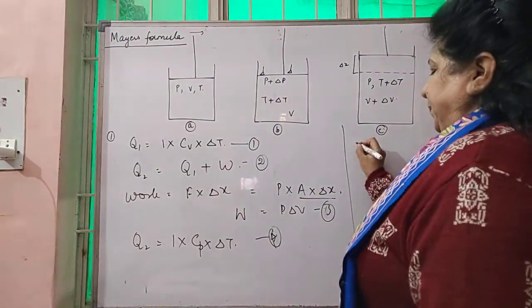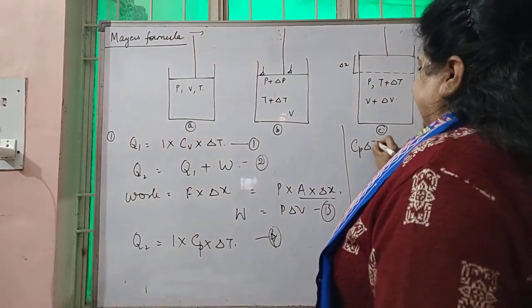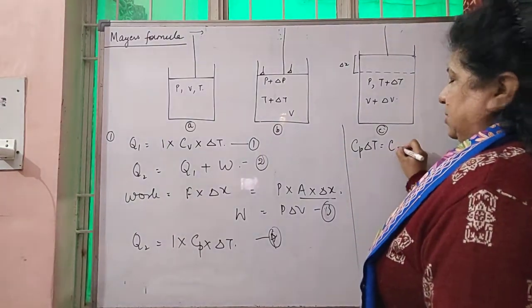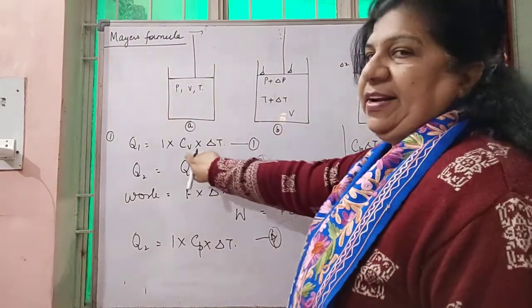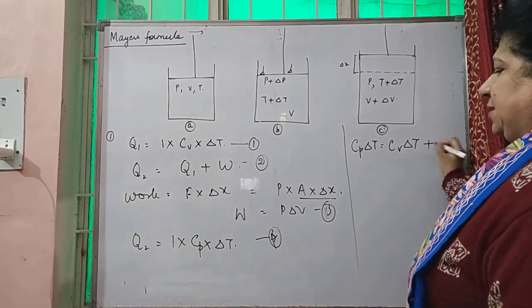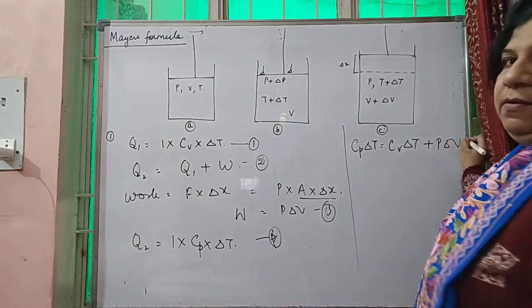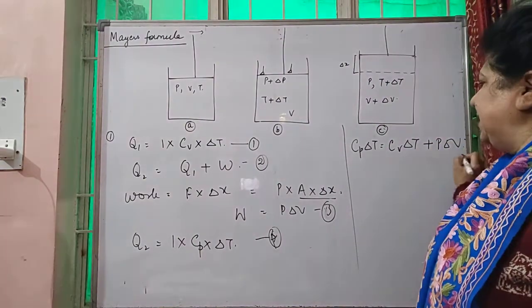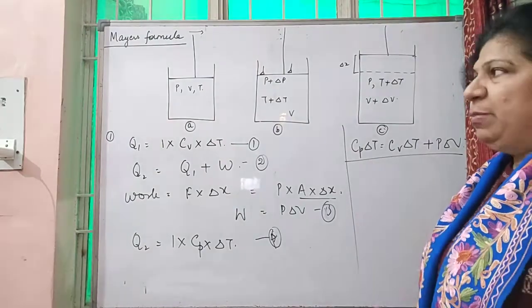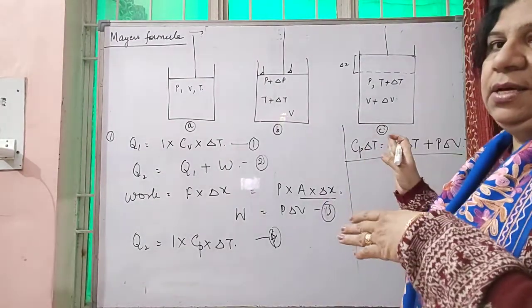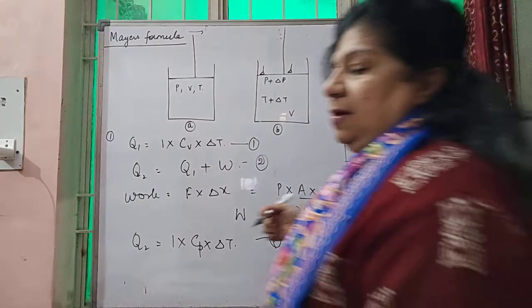Q2 क्या दे रहा है? Cp delta T, Cv delta T, Q1 is Cv delta T, and plus P delta V. I hope you can see it. This is the equation. Now we move further. I'm going to rub this diagram and I'll proceed further.